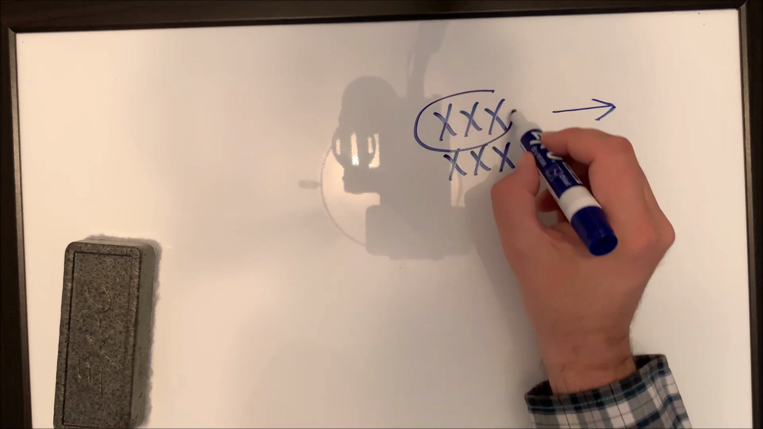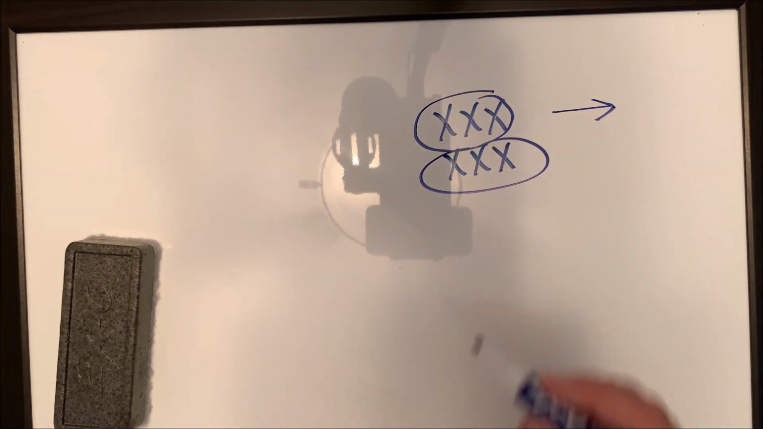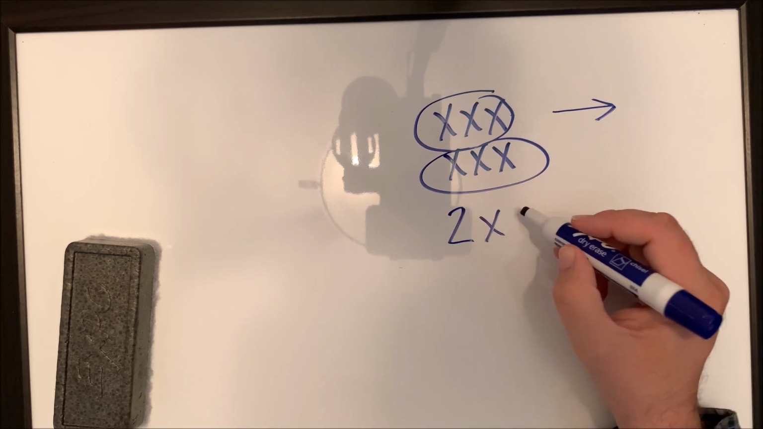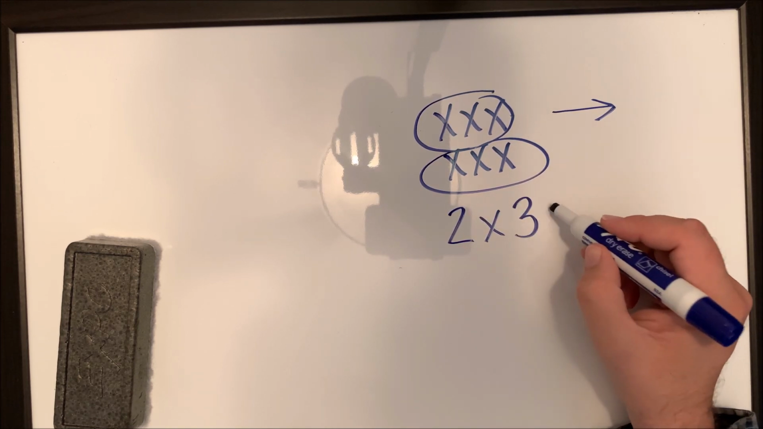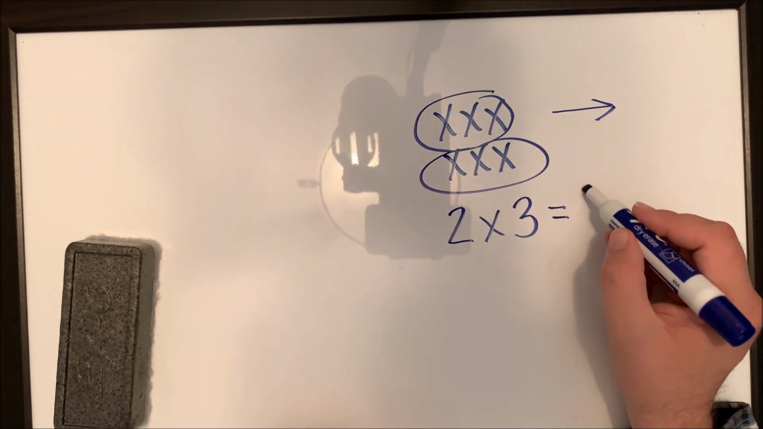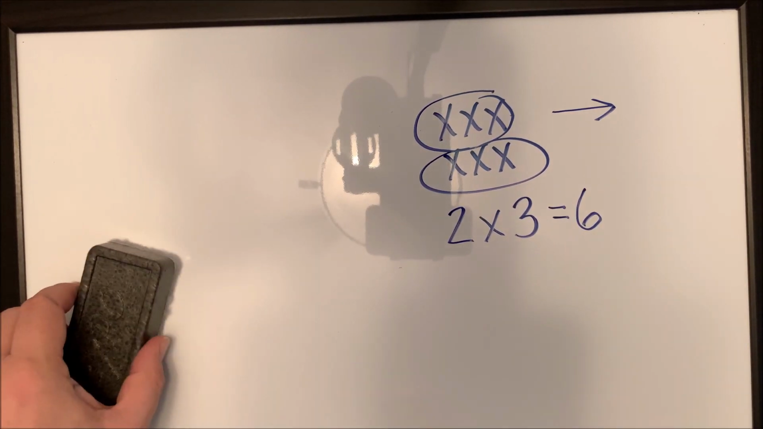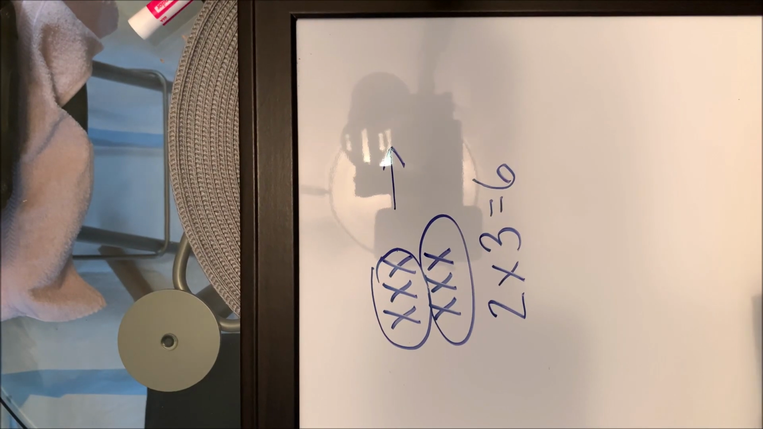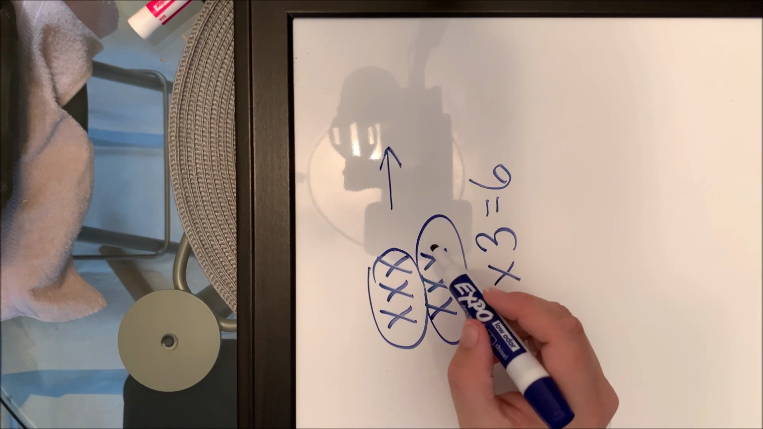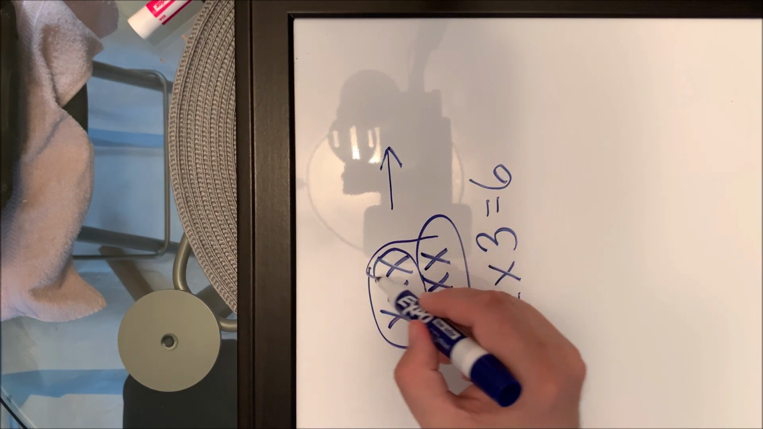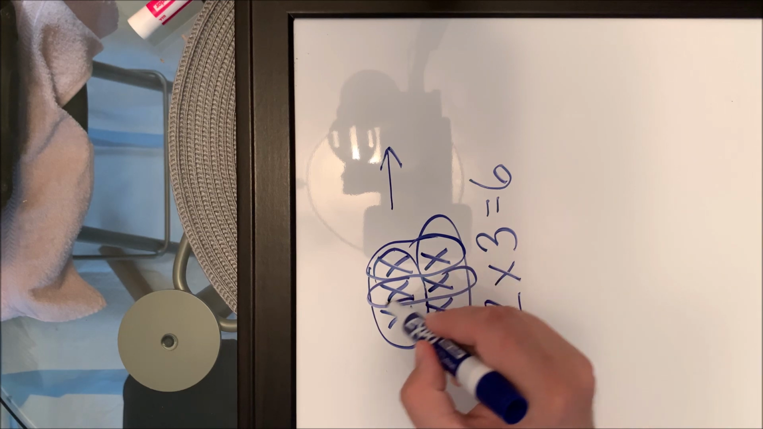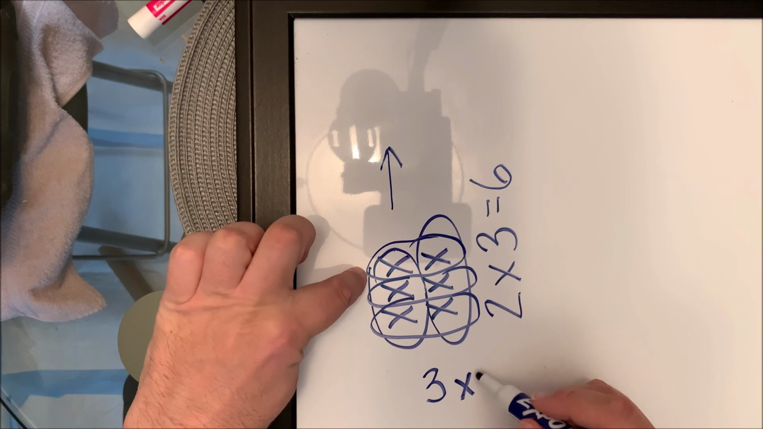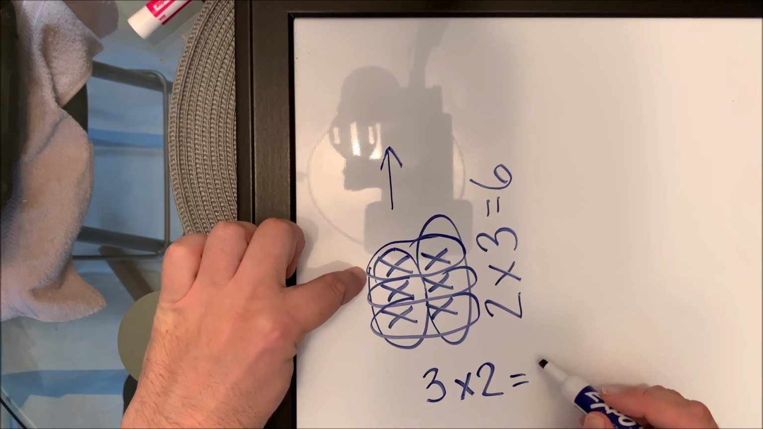So I have 1 row and I have 2 rows. So that would be 2 groups of 3 equals, altogether I have 6 clowns. If I remember how I turned my board, if I went this way, hopefully you can see that. So now I'm marching in this direction. So now I'm going this way. So I have 3 groups of 2 equals 6.